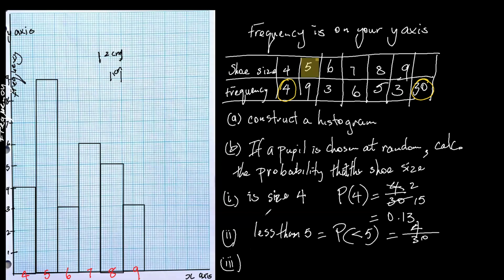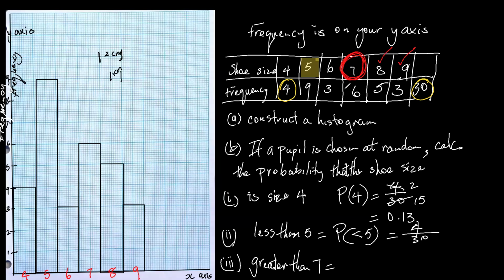One more. What is the probability that a shoe size is greater than 7? So we're looking at 7. Let me do it in a different color. Greater than 7. All right. So which numbers are greater than 7? It will be what and what? 8 and 9.